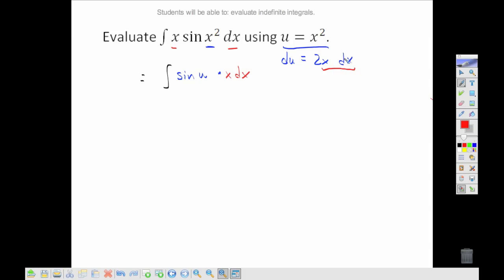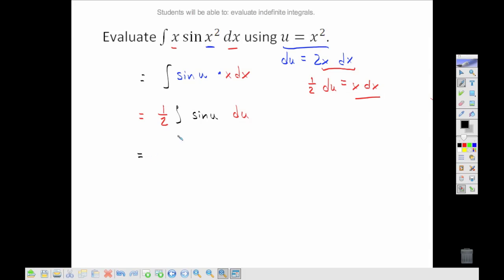And so what I'm going to do is I'm going to move this 2 over the other side and make this 1/2 of du is equal to x dx. And now I can do a straight substitution here, where rather than x dx I'm going to use 1/2 du. And I can put the 1/2 really wherever I want to put it. So I'm going to put it out front. Now I take my antiderivative.